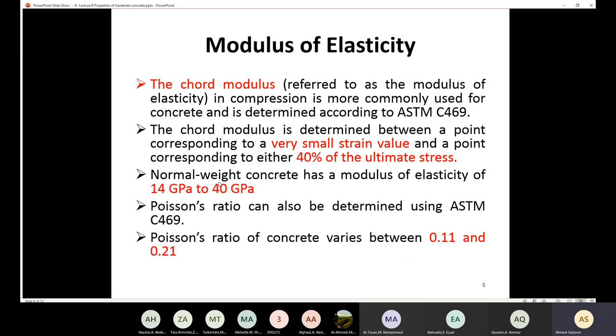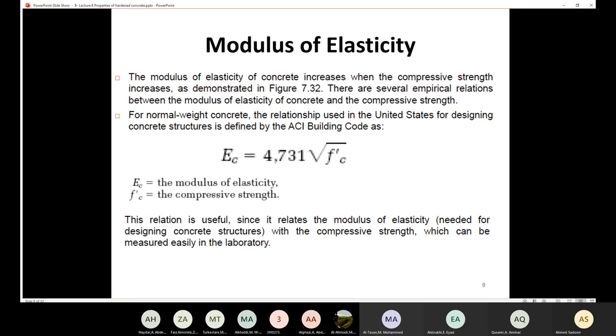For normal weight concrete, because later we are going to know that we have lightweight concrete and heavyweight concrete, the modulus of elasticity is going to be between 14 gigapascal and 40 gigapascal. Also, we can determine the Poisson's ratio for the concrete according to ASTM C469. The Poisson's ratio of the concrete varies between 0.11 and 0.21. Sometimes, we are going to use an empirical equation in order to determine the modulus of elasticity.